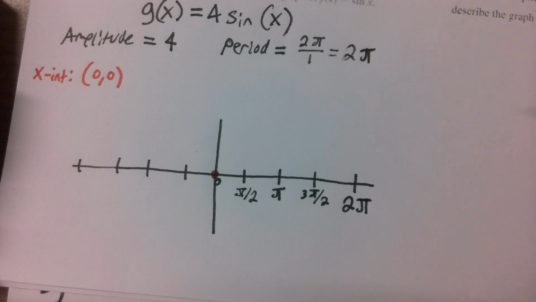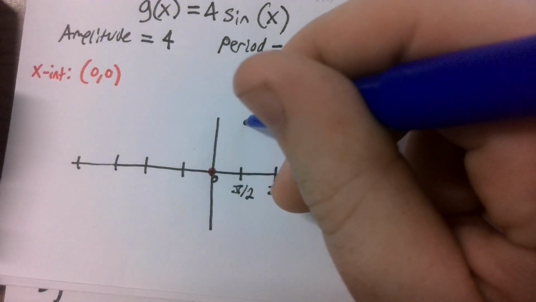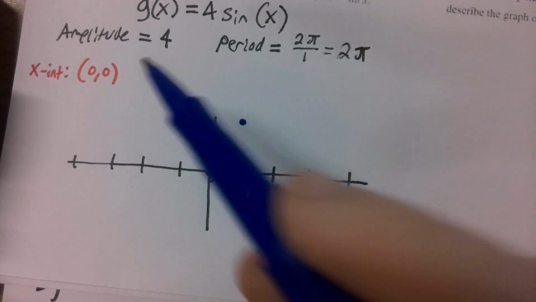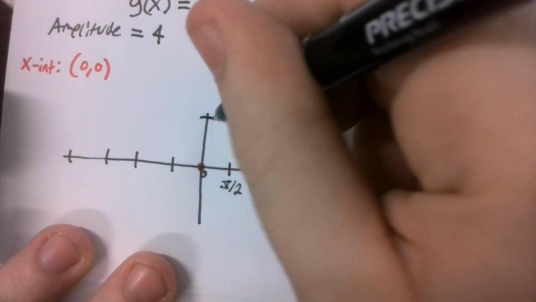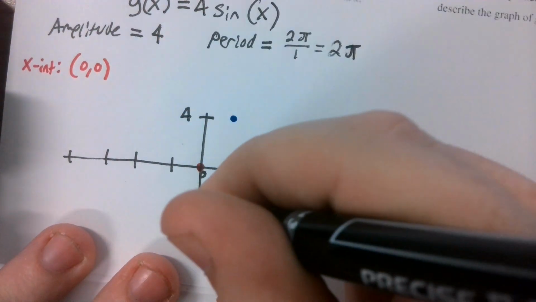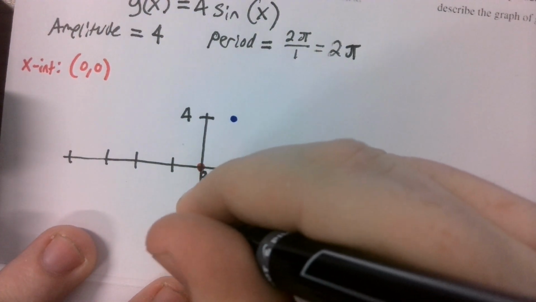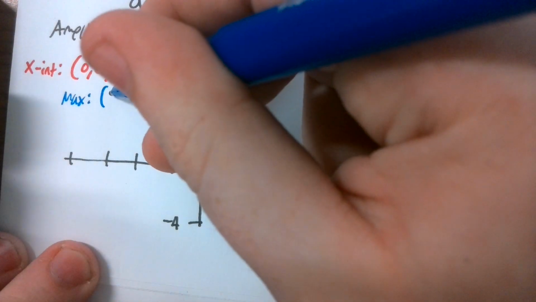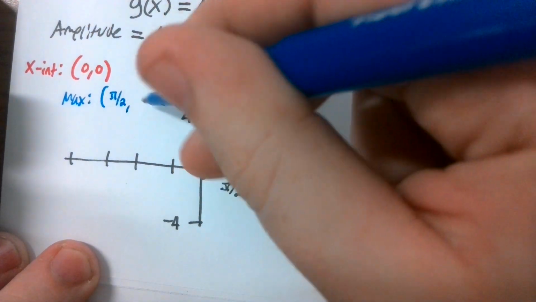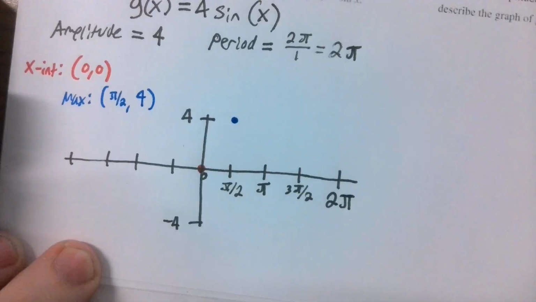On our sine graph, we then reached a maximum point, but remember that our amplitude now is 4. That means that instead of going up 1, we go up to 4. That way, we would have a peak 4 tall. So that is a maximum. Our maximum is at pi over 2, sorry for my hand obscuring the camera, comma 4.